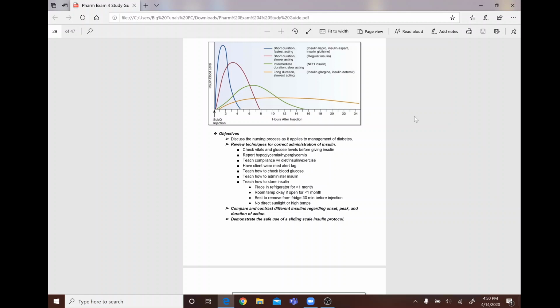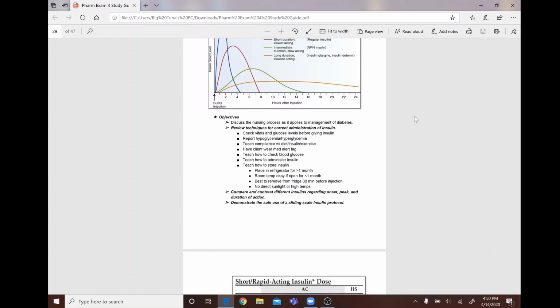Check vitals and glucose levels before giving insulin. Report if you have hypo or hyperglycemia. Teach compliance with diet, insulin, and exercise. Have client wear a med alert tag. Teach how to check blood glucose. Teach how to administer insulin.